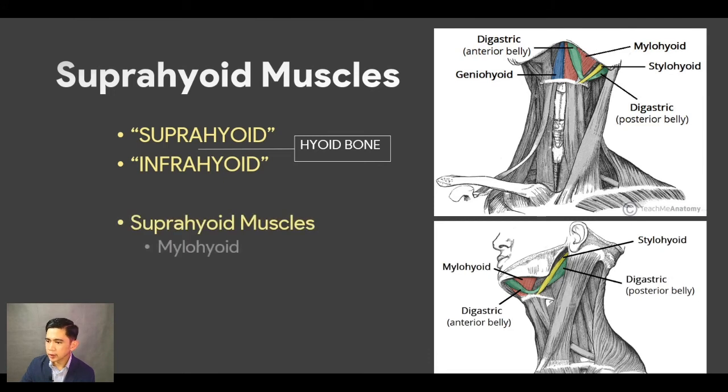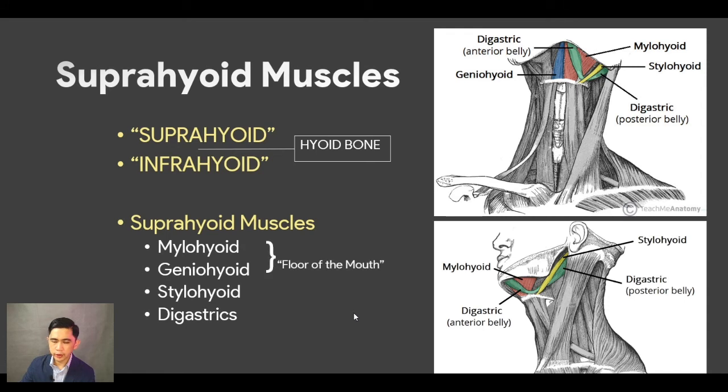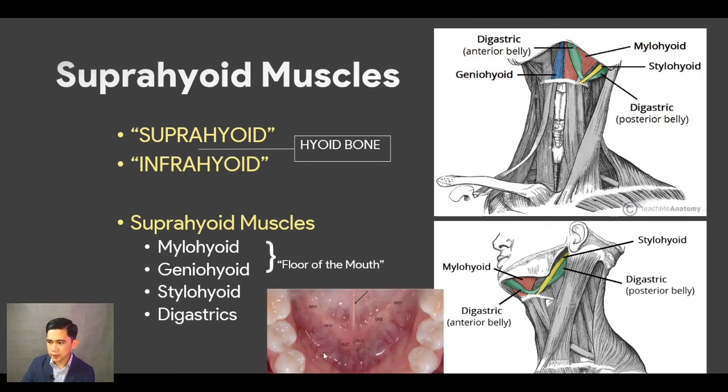The suprahyoid muscles are the mylohyoid, geniohyoid, stylohyoid, and digastric. The mylohyoid and the geniohyoid form what we call the floor of the mouth. No? It supports the mouth and the tongue. Also, the digastric, in a way, supports the floor of the mouth. So suffice it to say that the suprahyoid muscles are made to support the mouth. Okay, this is the mouth. So if you press on that and press over here, then you will feel the suprahyoid muscles.